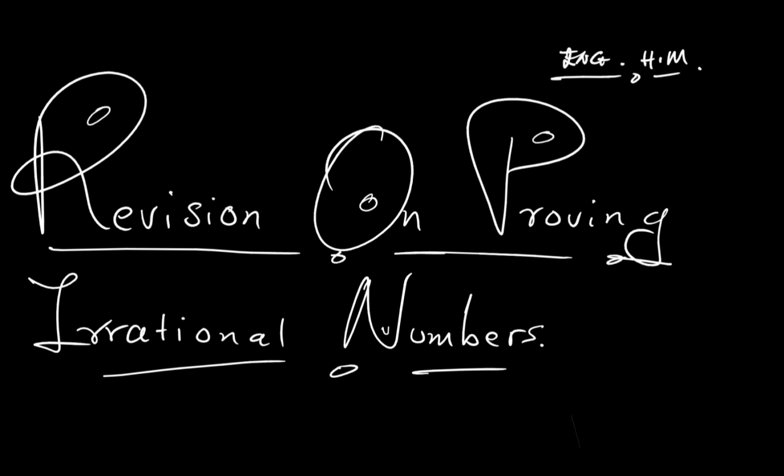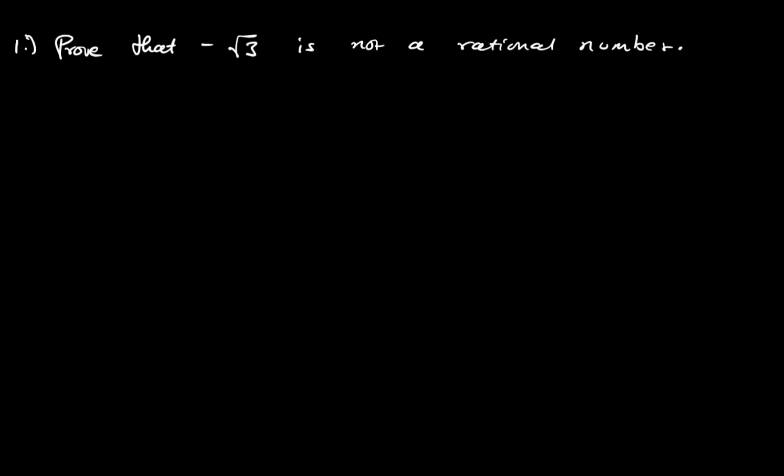All right, so I have a series of questions we're going to be doing. I hope you're up to speed. So the first question says, prove that minus root 3 is not a rational number.